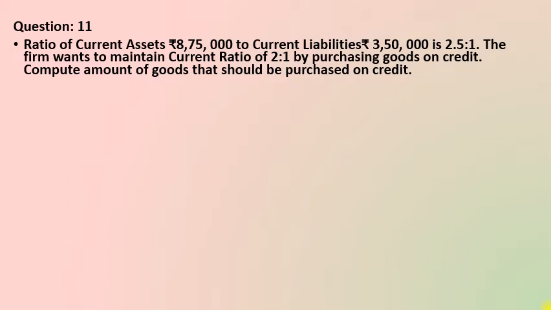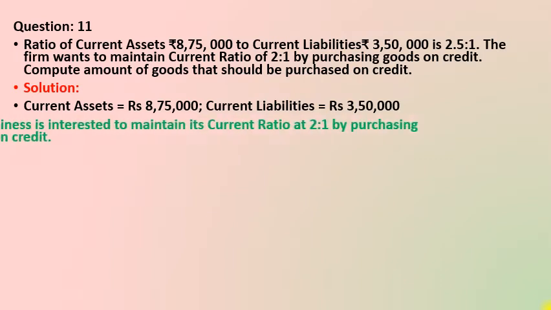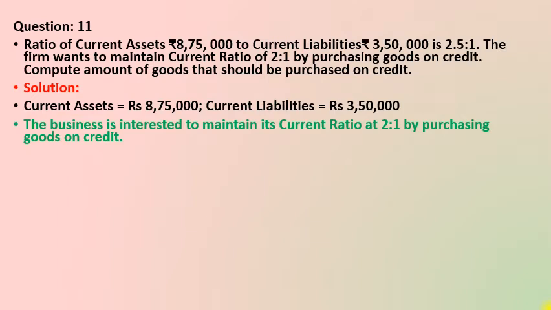Now the next question. The current assets are given as 8,75,000 and current liabilities as 3,50,000, a ratio of 2.5:1. The firm wants to maintain a current ratio of 2:1 by purchasing goods on credit. Compute the goods that should be purchased on credit. We have current assets of 8,75,000 and current liabilities of 3,50,000. Now the business is interested in maintaining the current ratio at 2:1 by purchasing a certain amount of goods on credit.